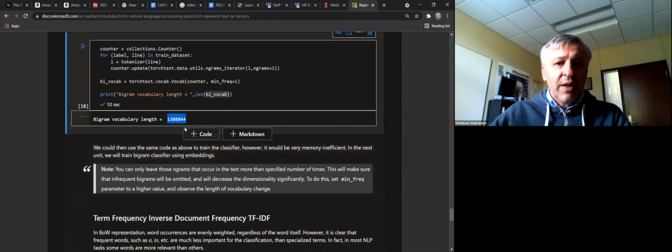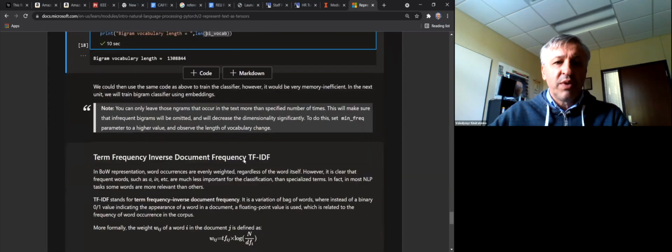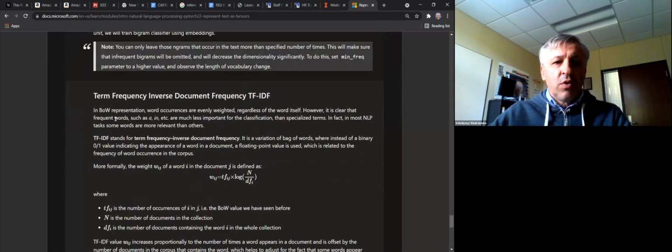So instead of this bag of words representation against this dictionary, we will introduce another type of representation. In the bag of words representation, word occurrences are evenly weighted, meaning that the word hot and the word dogs have the same weight, regardless of what they actually mean.